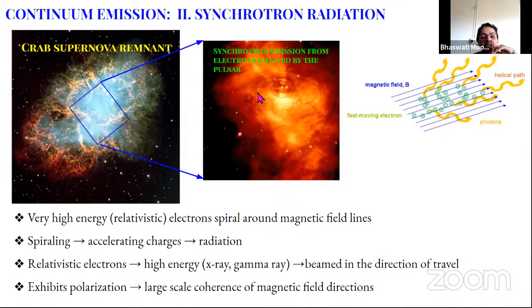The pulsars emit electrons, and listen carefully, these electrons move in the medium around them. What is there in the medium? Of course, there is vast ionized gas, but there is also magnetic field. Magnetic field is actually omnipresent; it is seen all over the galaxy in the interstellar medium.